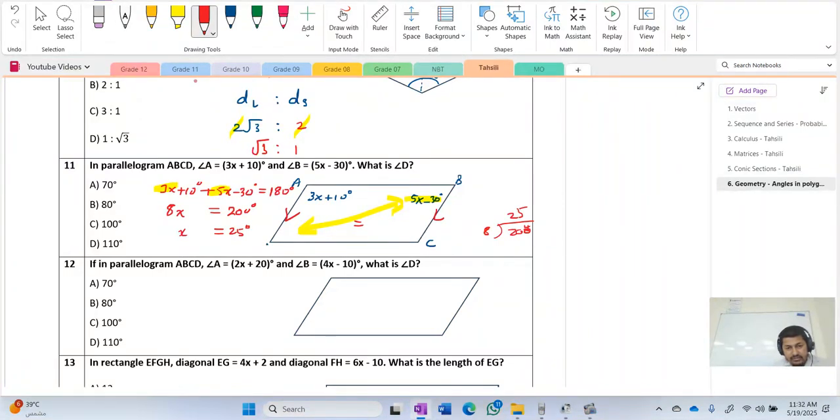We should have 95 somewhere here. Let's just call it 95. Right. So the answer is B. Not 80, let's make it 95. Right. So I hope you guys are understanding. Moving on to the next question.